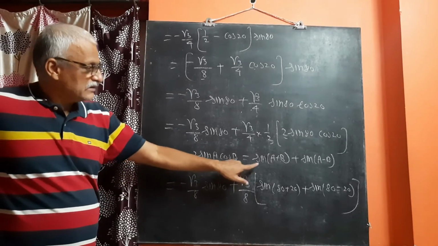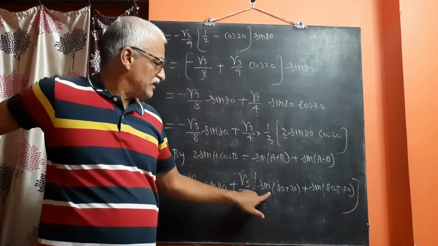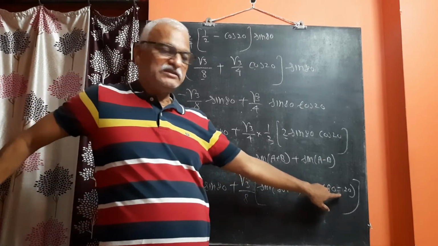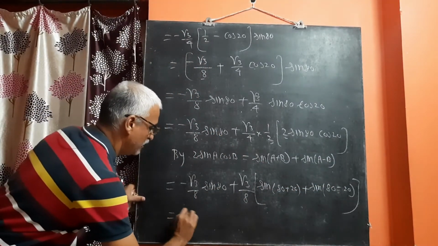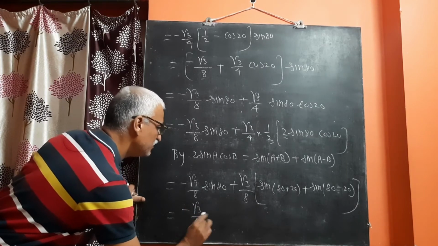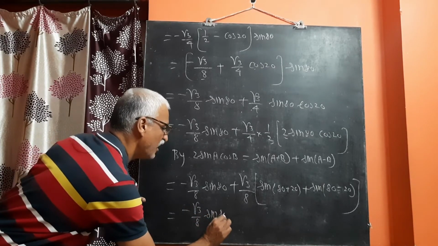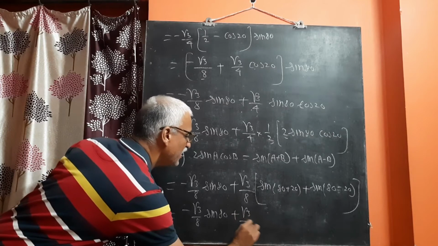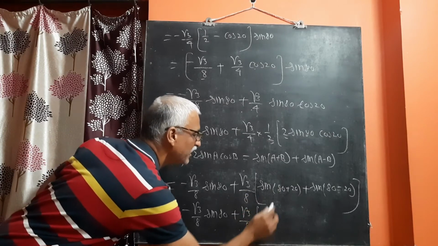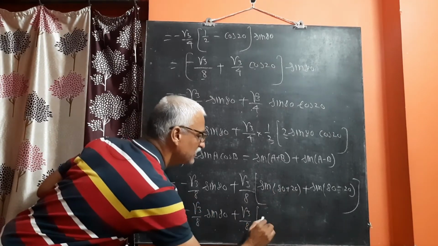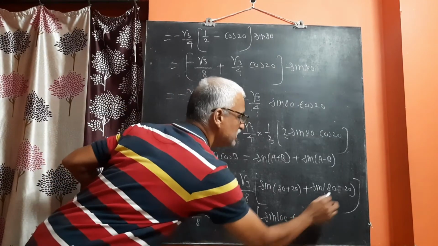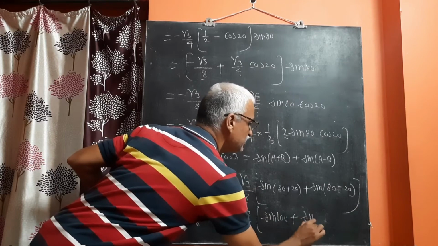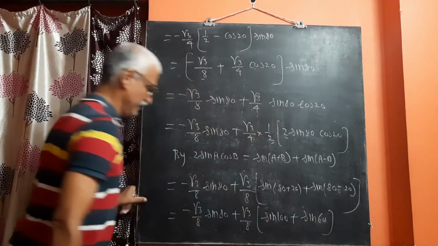So here, sin A plus B plus sin A minus B, that is sin 80 plus 20 plus sin 80 minus 20, is equal to minus root 3 by 8 sin 80 plus root 3 by 8 into, in bracket, sin 80 plus 20, that is equal to sin 100, plus sin 80 minus 20, that is equal to sin 60.